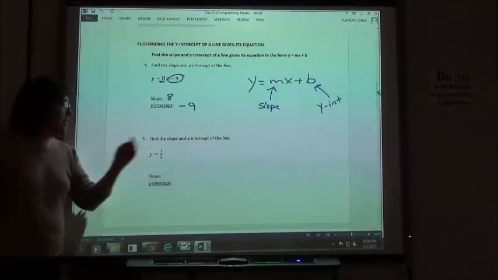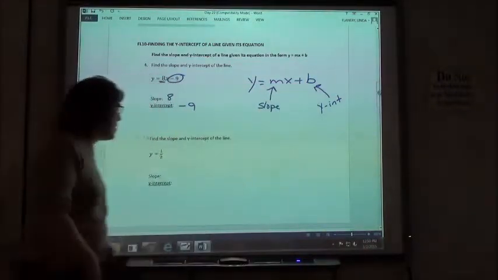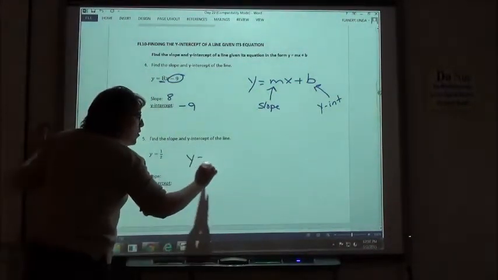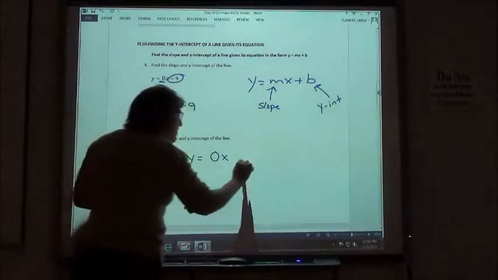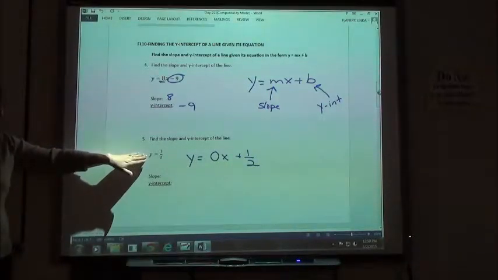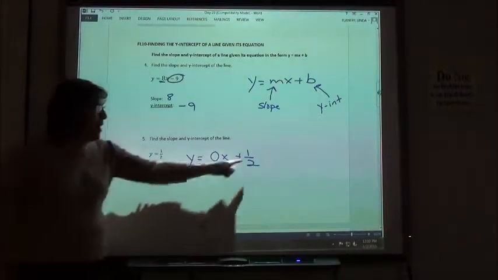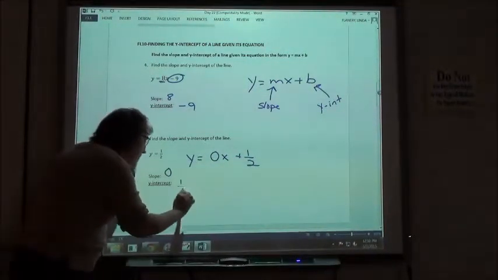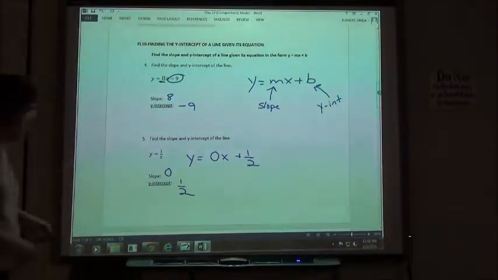So on this one, we just have y equals 1/2. Y equals 1/2 happens to be a horizontal line. If I were to rewrite it in slope-intercept form, I would write it as y equals, and I don't have any x's, right? 0x plus 1/2 then. And so in this case, when I have that nice straight horizontal line, my slope ends up being 0, and my y-intercept is the 1/2. So that was kind of an interesting one she picked to put on our homework page.